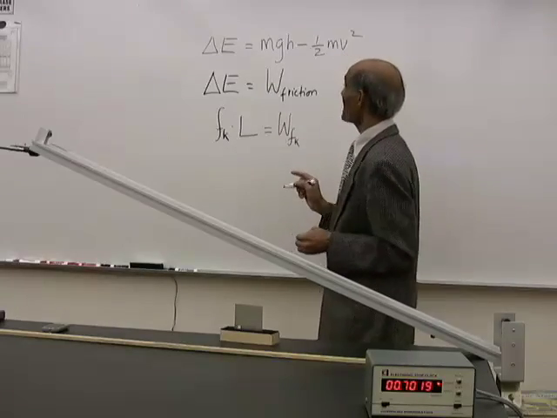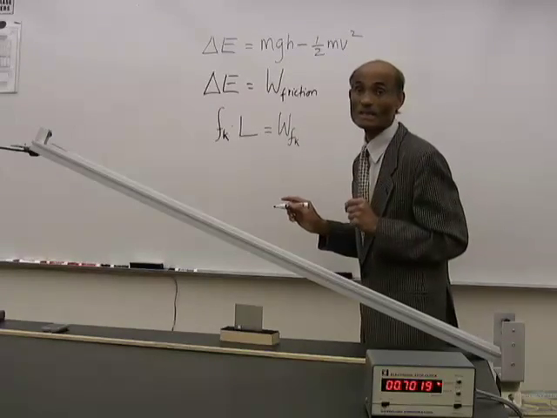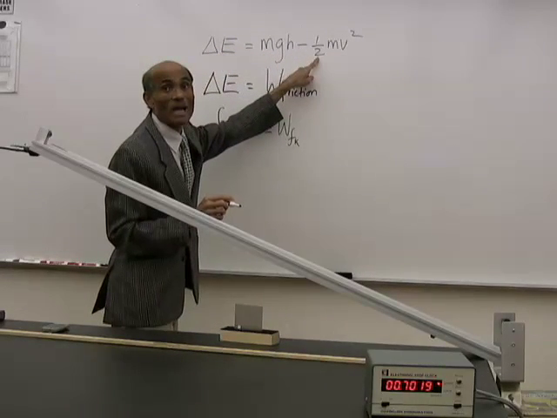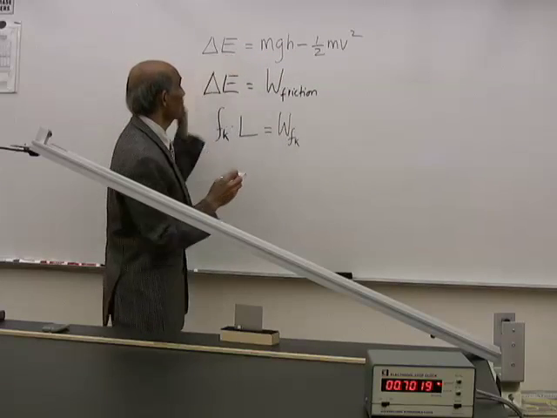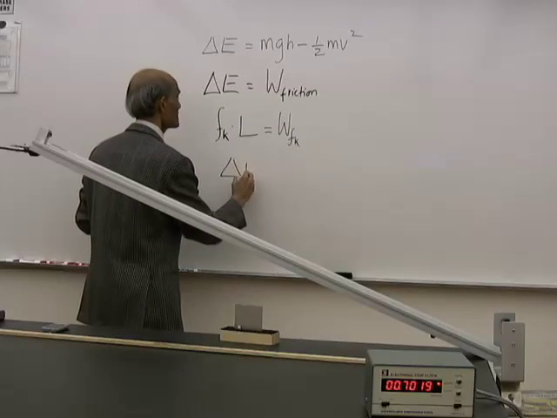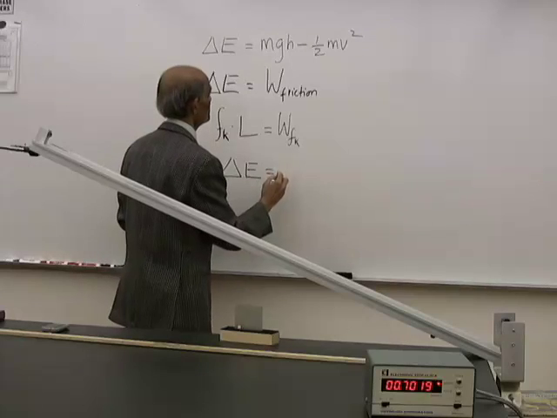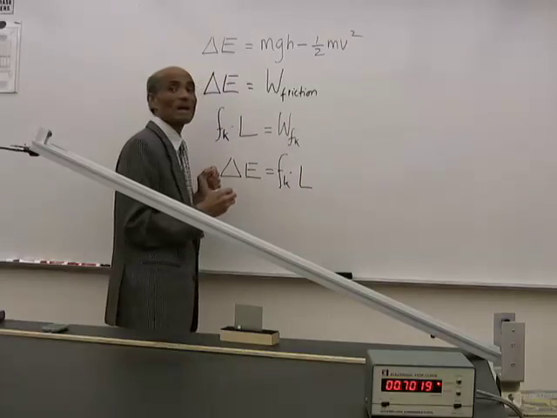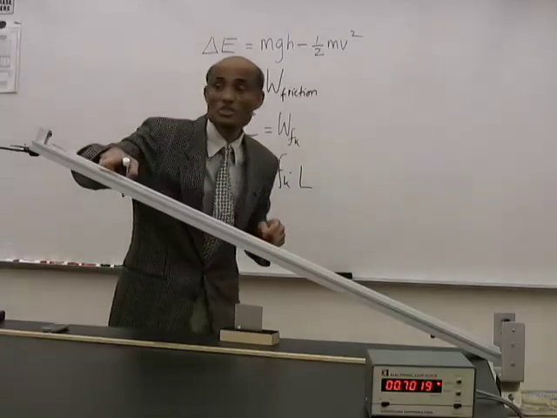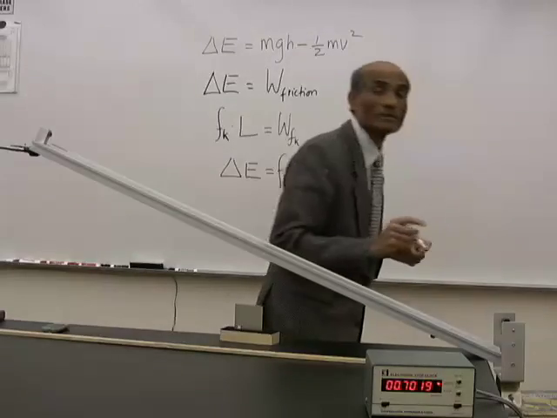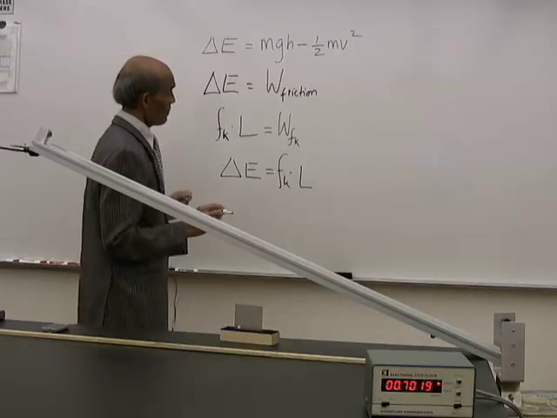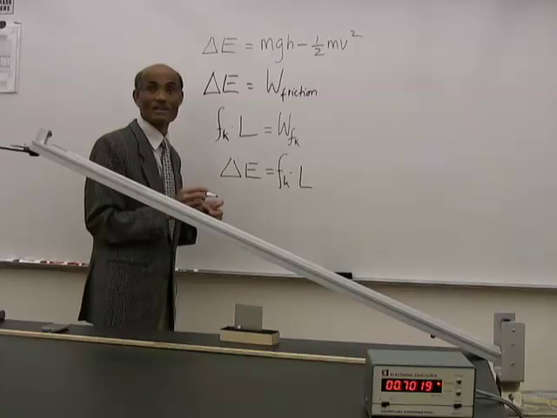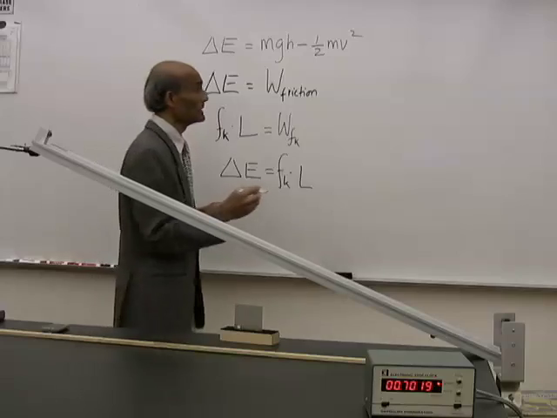So, putting it all together, I can now write the equation: mgh minus 1/2 mv squared, which is delta E. So I'm going to say delta E therefore equals the force of kinetic friction multiplied by the distance the block slides down, that length L. Well, now the question is, what is that force of kinetic friction? Now, is it possible for us to figure that out?